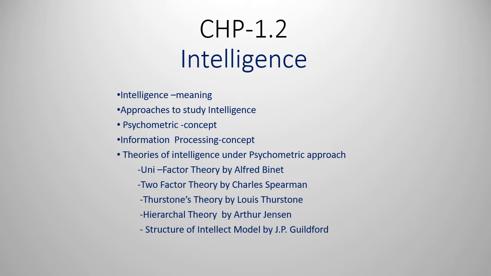Under there, we have unifactor theory by Alfred Binet, two-factor theory by Charles Spearman, Thurston's theory by Louis Thurston, hierarchical theory by Arthur Jensen, and structure of intellect model by J.P. Guilford.